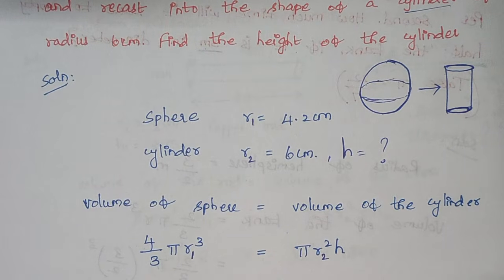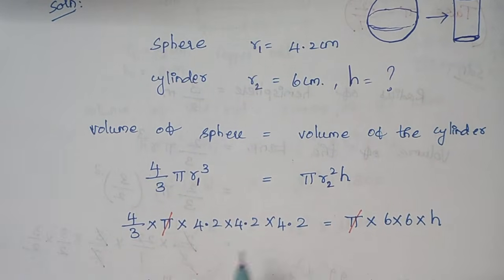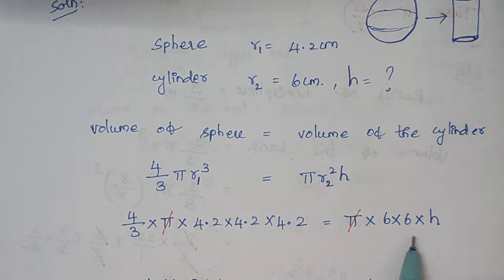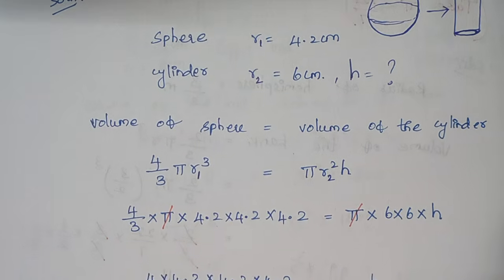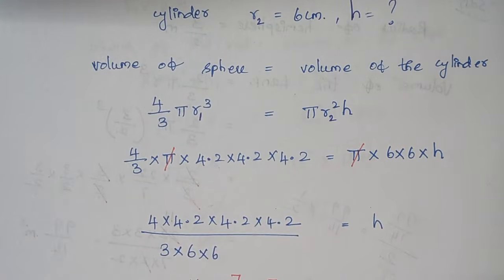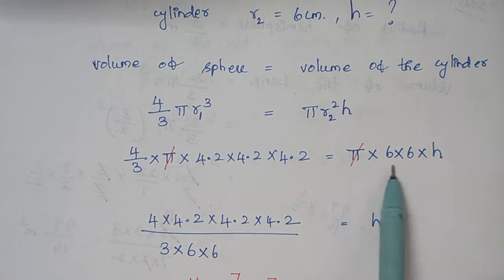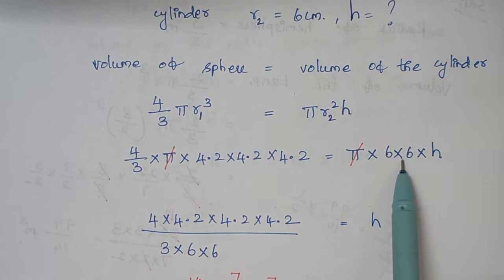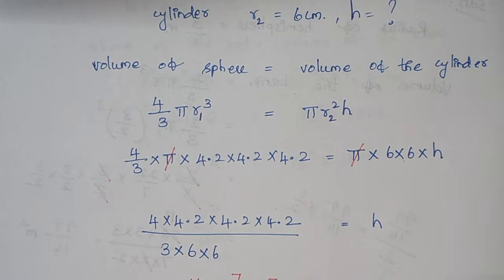So now just substitute the values, right? We know the value of R1 and R2. So here R1 is 4.2 and R2 is 6, right? So here you see we can cancel pi as it is common on both sides. Now the remaining terms: since I need to find only h, I have arranged the remaining terms to the left hand side. So here 6 into 6 remains in the numerator. When you move it to the left hand side, it occupies the denominator part, right?